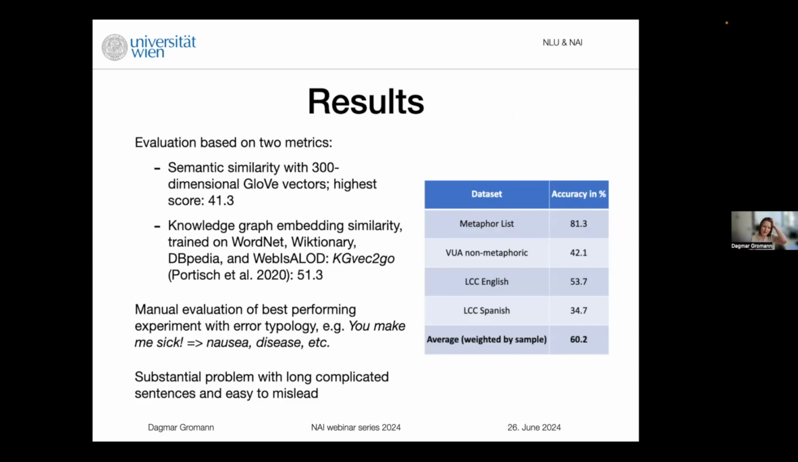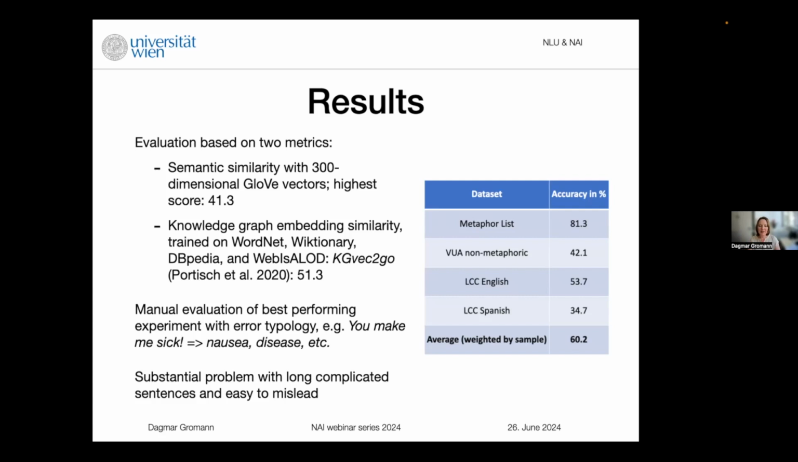The results we did evaluate based on two similarity metrics, the one using knowledge graph embeddings that were trained on a combination of WordNet, Wiktionary, DBpedia, and WebIsALOD, which is called the library KGVec2Go. And we also tried with simple graph embeddings to see how well the automatic evaluation of those predictions work. We used a number of different data sets. So we compiled a version of an online repository by George Lakoff called the Metaphor List. This one performed best by far.